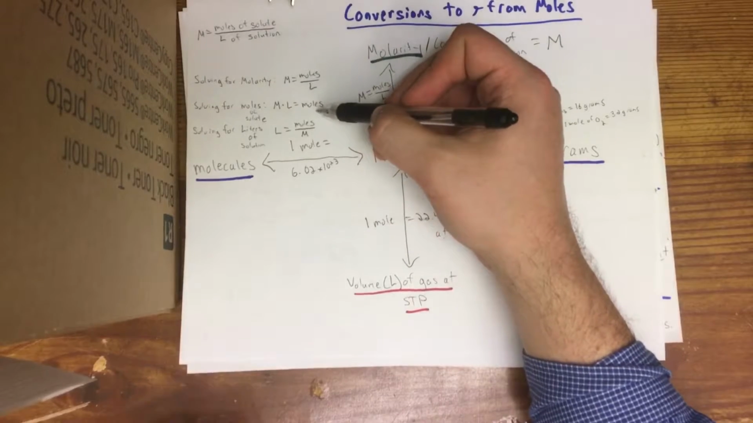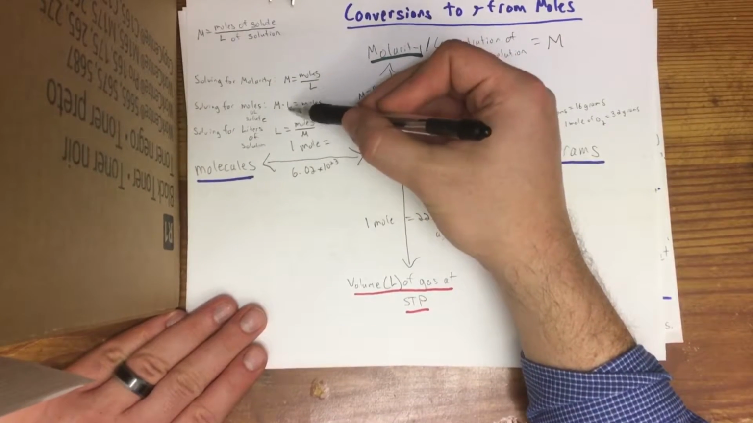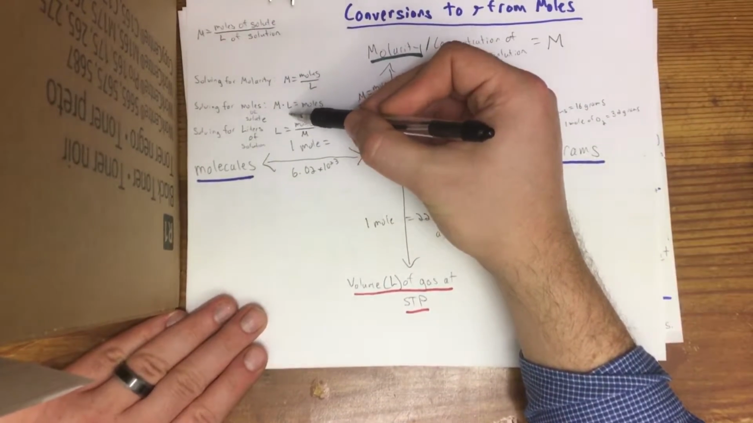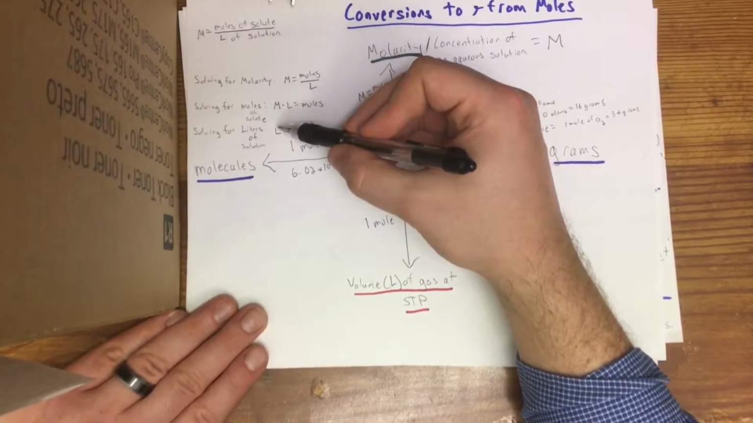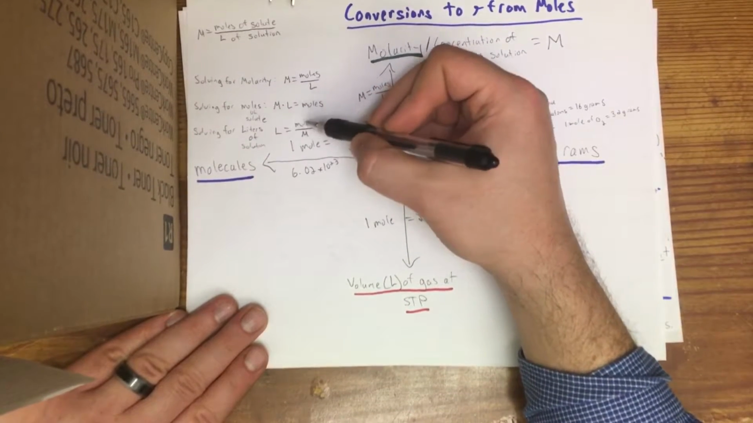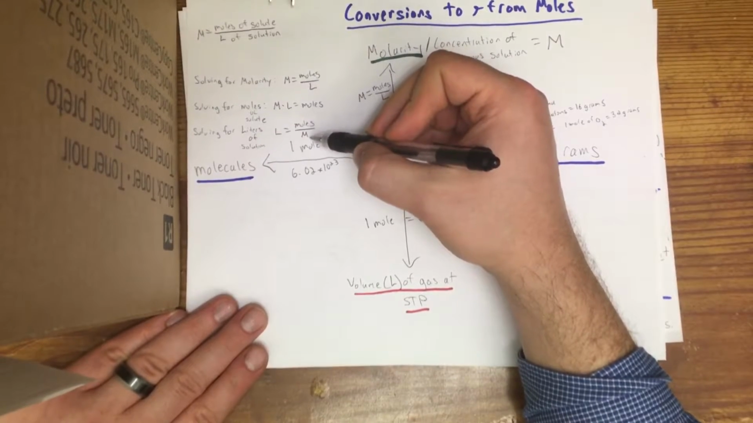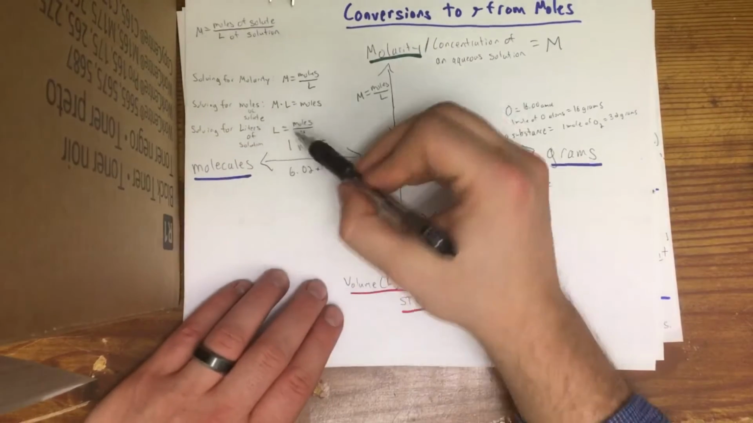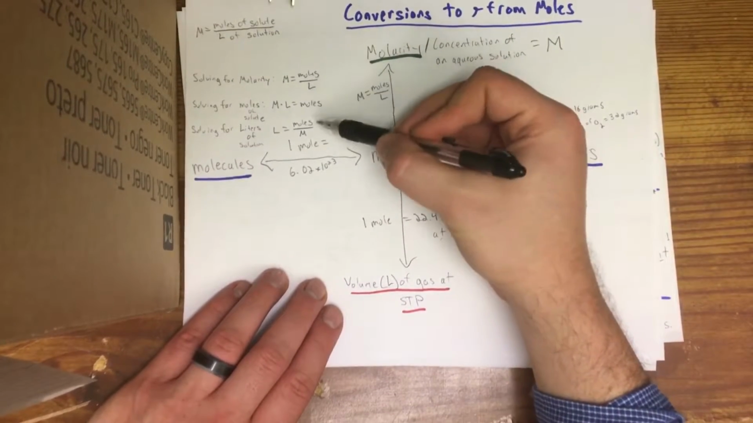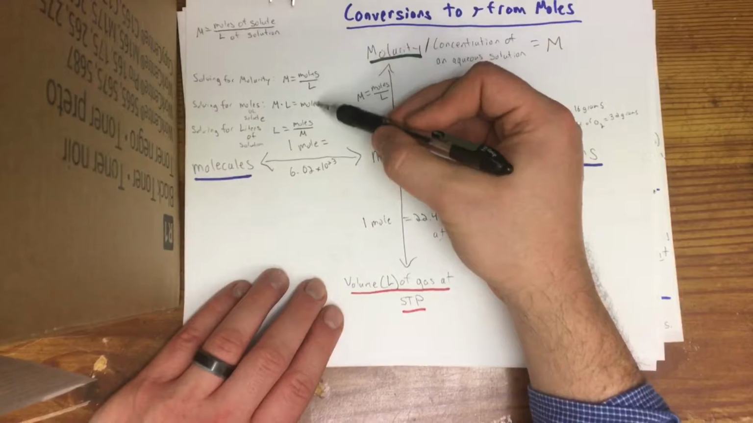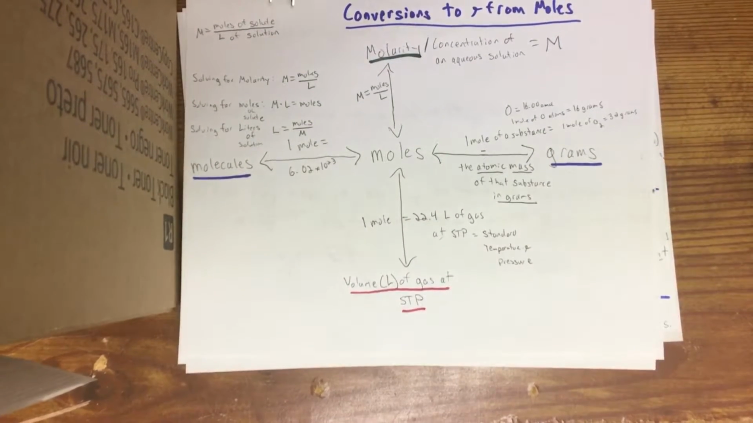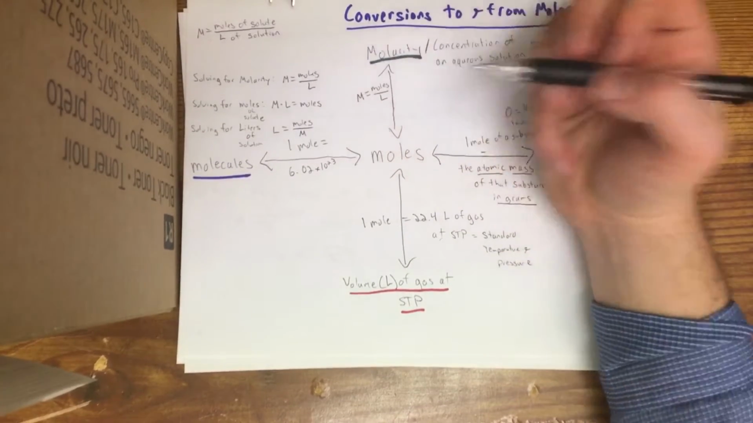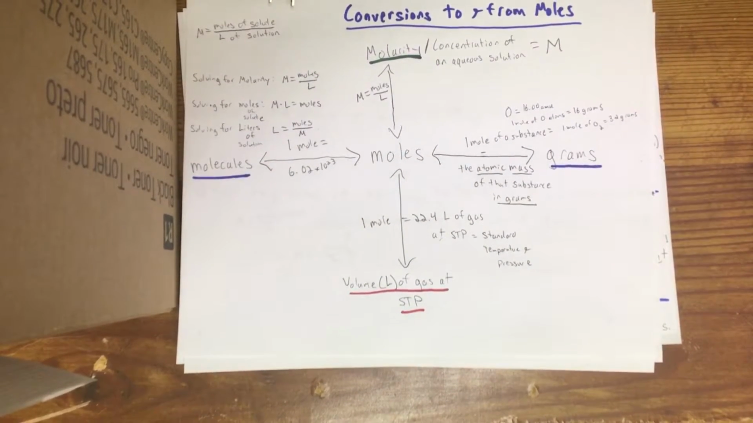And then last of all, if we want to solve for liters of solution, we could take this equation, divide both sides by molarity, and we would end up with liters of solution is equal to moles divided by the molarity of the solution. So you need to be able to use all three of these. You need to be able to understand how to get from one equation to the other using simple algebra. If you struggle using simple algebra, then you could simply memorize these three equations and use them in whatever case that you need to in order to solve whatever problem you're given.